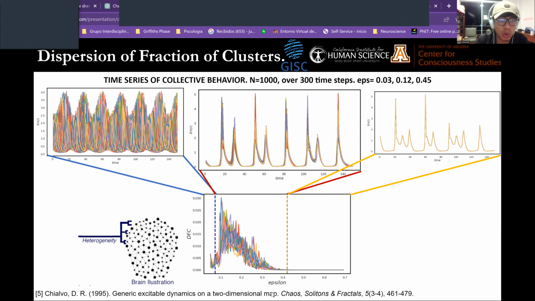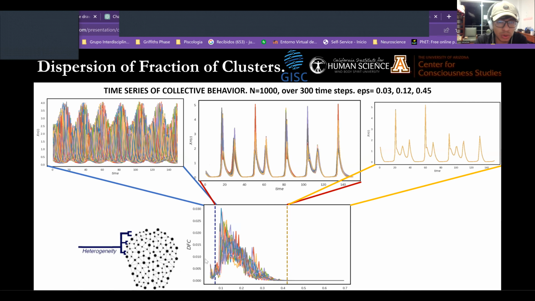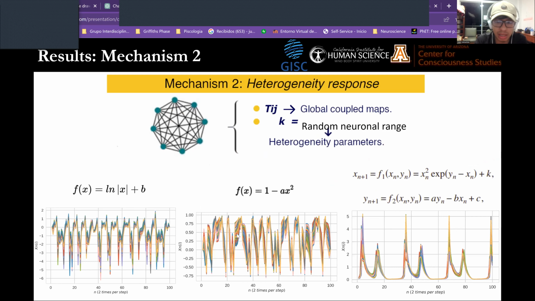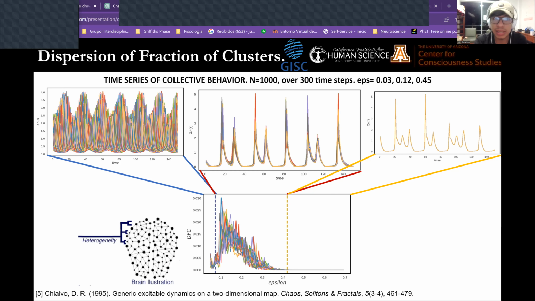So let's see how it works. We can see three regions. The first region is the desynchronization phase, as you can see in the time series. The third region is the synchronization phase, as you can see in the right plot. But in the middle of the plot, which is usually a point of transition, with the mechanism of heterogeneity we develop a region of criticality. And the measure peaks in this region, as you can see.